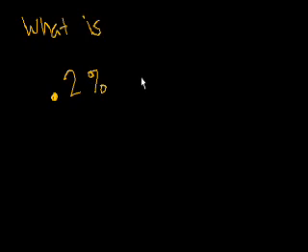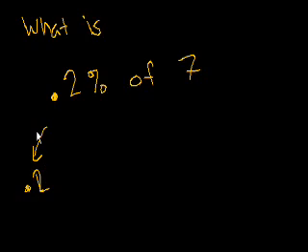What is 0.2% of, let me think of a number, of 7? So a lot of people's inclinations would just say, oh, 0.2%, that's the same thing as 0.2. And if that was your inclination, you would be wrong. Because remember, this isn't 0.2. This is 0.2%. So there's two ways of thinking about this.